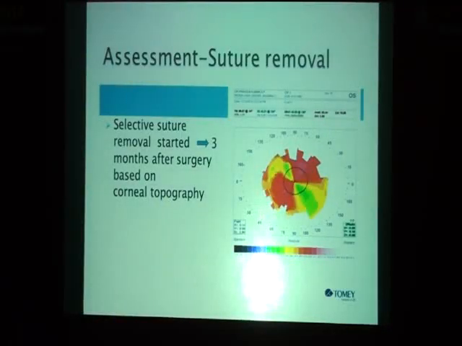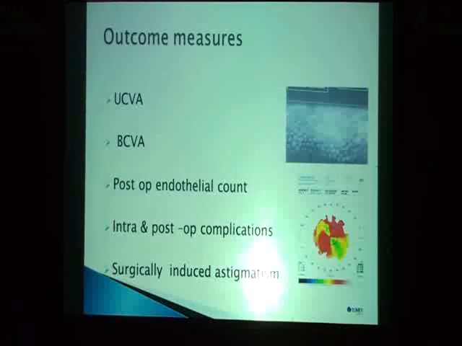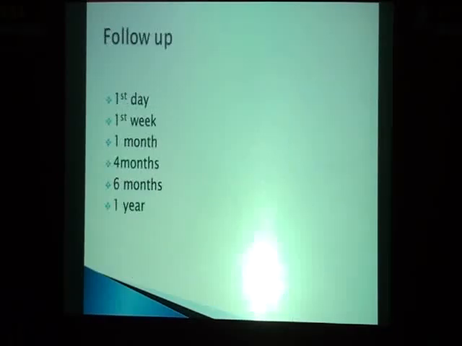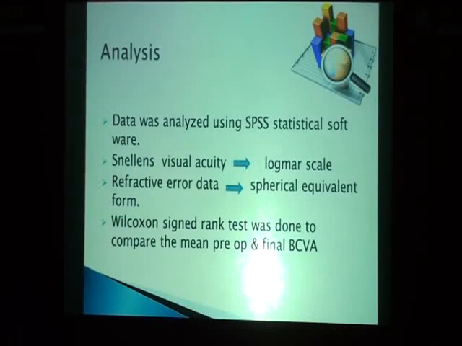Selective suture removal was started at 3 months after the surgery, based on the corneal topography. Outcome measures were uncorrected and best corrected visual acuity, post-op endothelial count, intra- and post-op complications, and surgically induced astigmatism. Follow-up was at first day, first week, 1 month, 4 months, 6 months and 1 year. Analysis was done by SPSS statistical software.